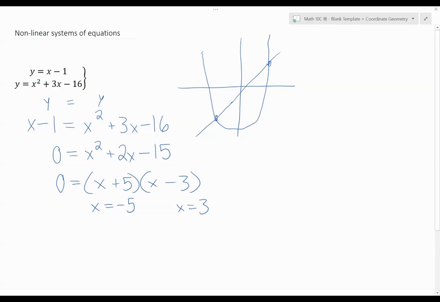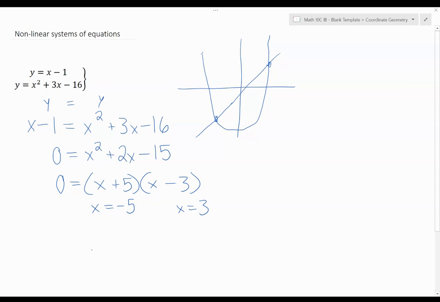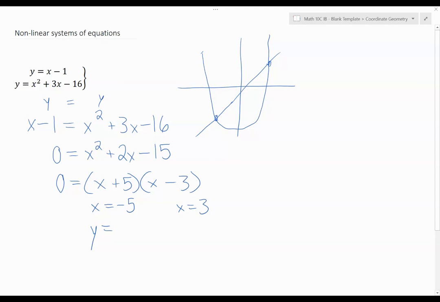Well, if x equals negative 5, then I can substitute that value into either one of the original two equations, and I should get the same y value. Obviously, the easier one is to subtract 1. So y equals x minus 1, so negative 5 minus 1 is negative 6. But if I did substitute in, negative 5 squared is 25, plus 3 times negative 5, which is negative 15, so 25 minus 15 is 10. And then 10 minus 16, I've got my minus 6.